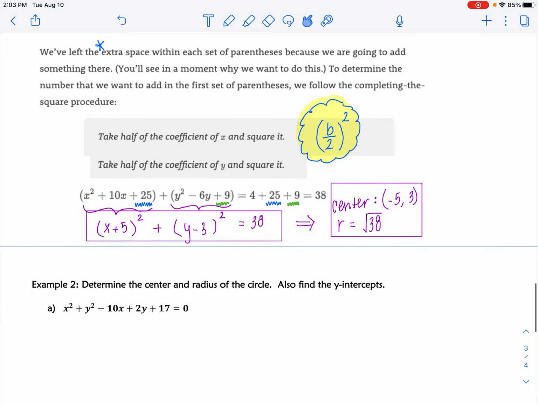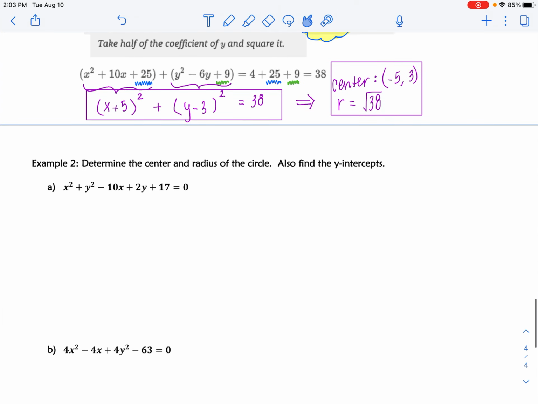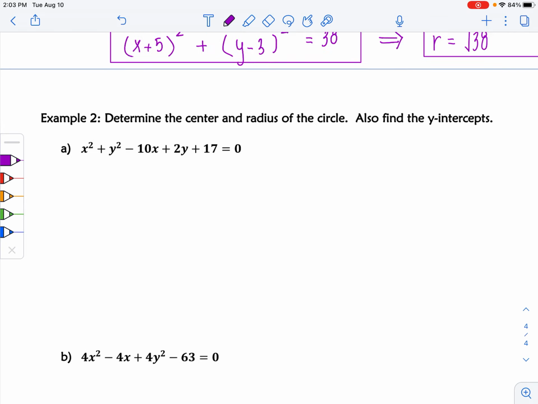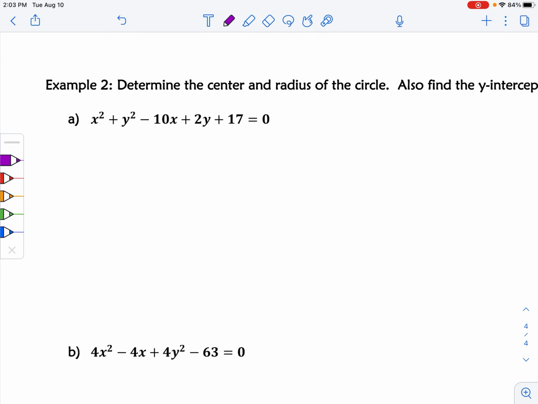Okay, let's do just a couple more examples with completing the square here. We're going to determine the center and radius, and why not? Let's find the x-intercepts. Oh, we're going to find the y. Change my mind. We're finding the y-intercepts. Well, this is looking gross, so let's complete the square.